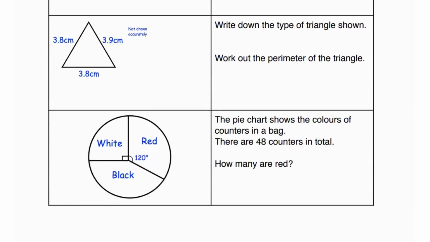Then it says, write down the type of triangle shown on the left and work out the perimeter of the triangle. As you can see, two sides are equal, and the third one is 3.9. A very common mistake we can make is that we don't look at the question properly and we imagine that the third value is also 3.8, and then we write the answer as equilateral triangle. But since only two lengths are equal, it's an isosceles.